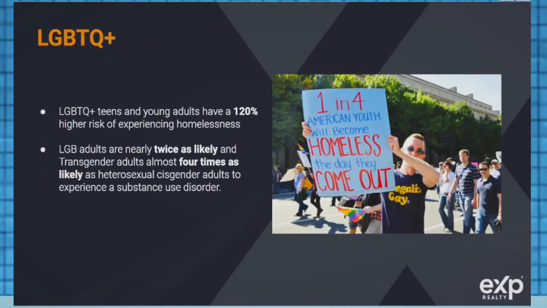LGBTQ plus teens and young adults have a 120% higher risk of experiencing homelessness. That number rises to 140% higher risk if they are anything other than white. This young man with the poster holds up another devastating fact. 1 in 4 American youth will become homeless the day they come out. I want you to really think about that. Something that touches my heart very heavily.